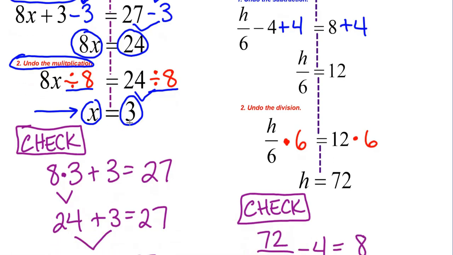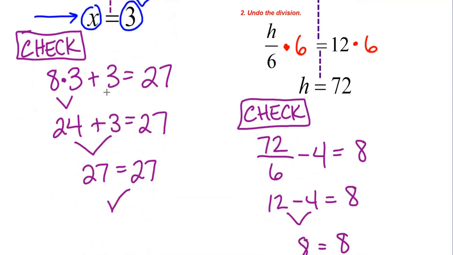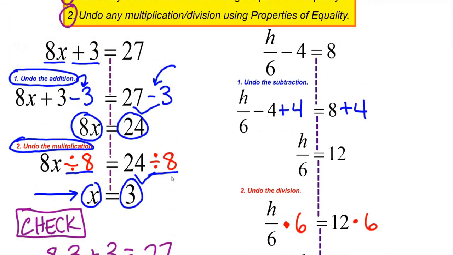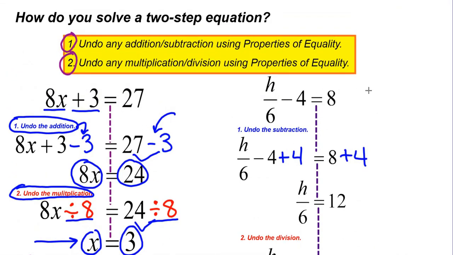And as always, you can plug that back into the original equation and check it. 8 times 3 plus 3. 8 times 3 is 24. 24 plus 3 is 27. So that is the correct solution. You can always check those just like we did all of our other equations, and I would highly recommend doing that. Next example, h divided by 6 minus 4 equals 8.